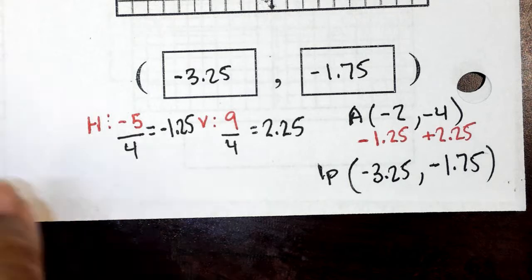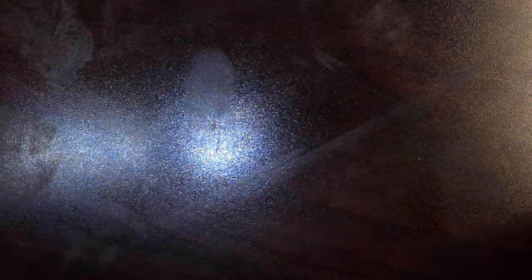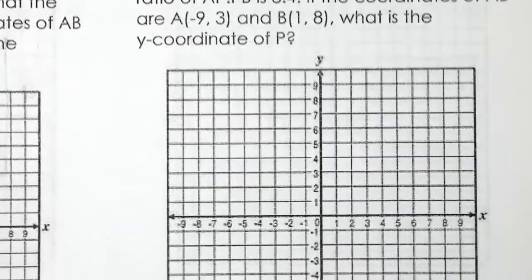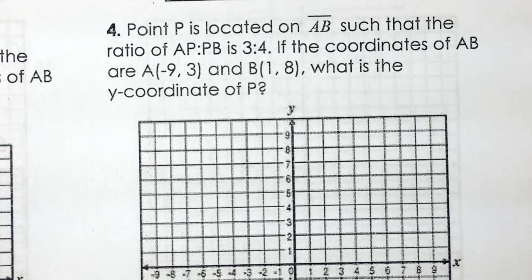Alright. I'm going back to number 4. Last one I'm going to do. Number 4, I'm going to tell you right now, it's a fraction one. Because it's not going to come out clean. But that's why I'm doing it. We just did a fraction one on our sheet. We're going to do another one.